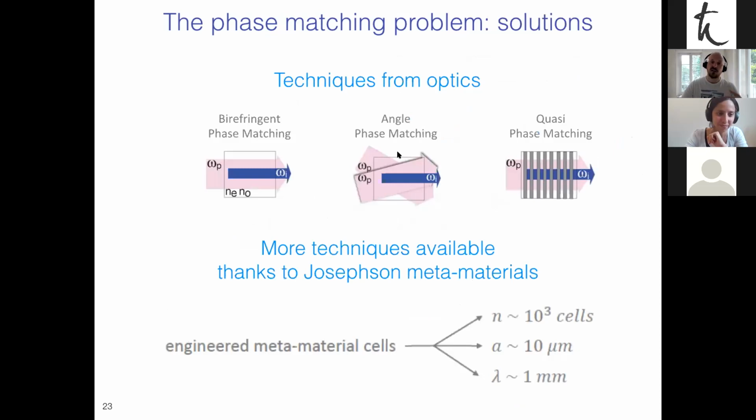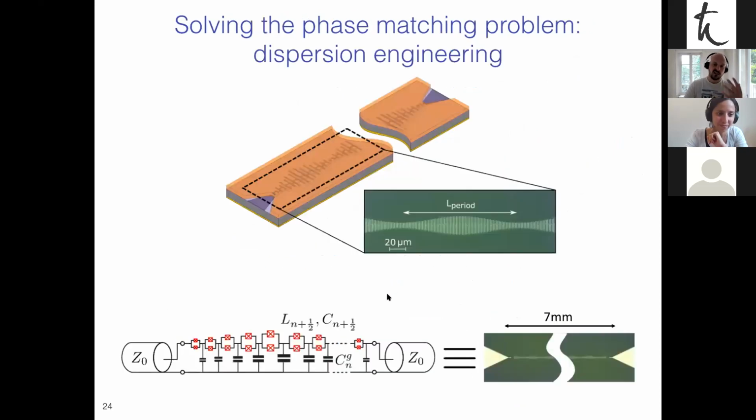So there are many ways to solve this phase matching problem. In optics, they came up with many solutions. We have something more in our hands because we have the ability to tailor the metamaterial, cell by cell. So this is really something we wanted to play with. This is how we solved the phase matching problem: we did some dispersion engineering.